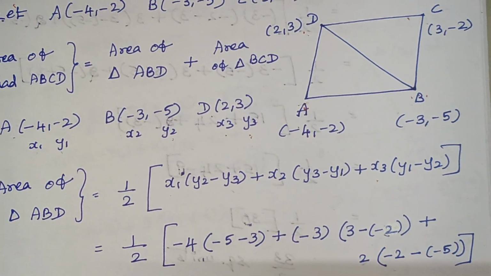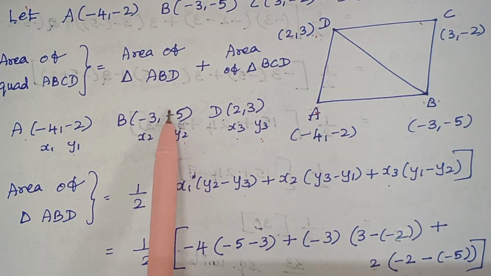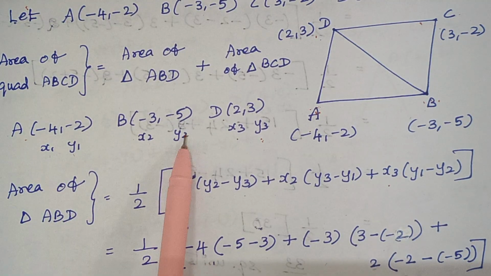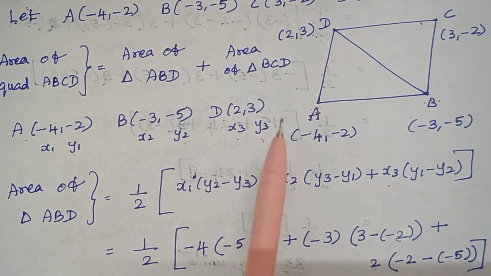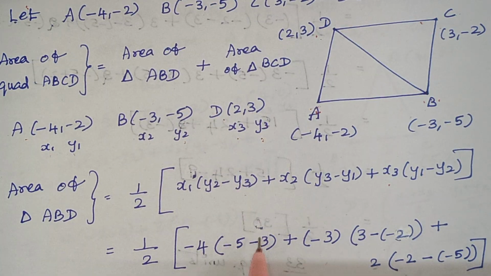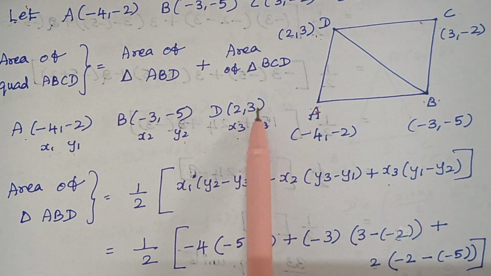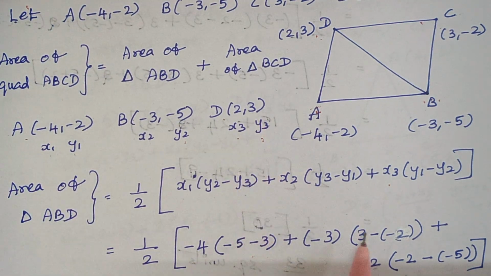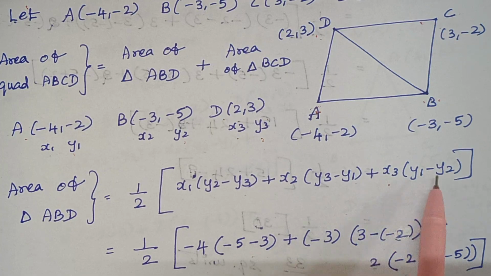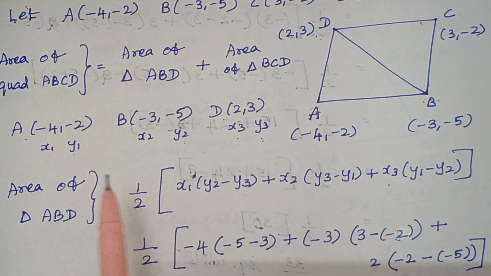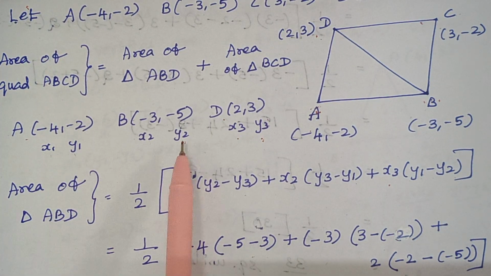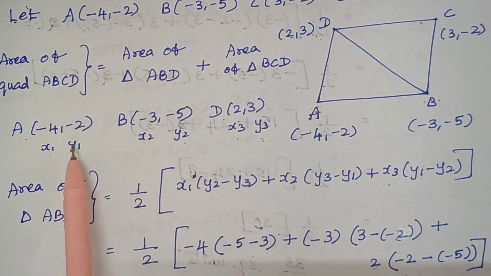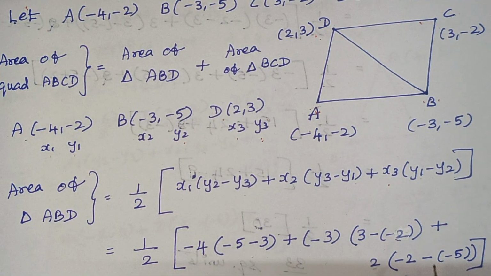Right. So y2 minus y3: this is y2 and this is y3, so minus 5 minus 3. The next is y3 minus y1. So y3 is 3 and y1 is minus 2, so 3 minus of minus 2. Plus y1 minus y2: y1 is minus 2 and y2 is minus 5, so minus 2 minus of minus 5.